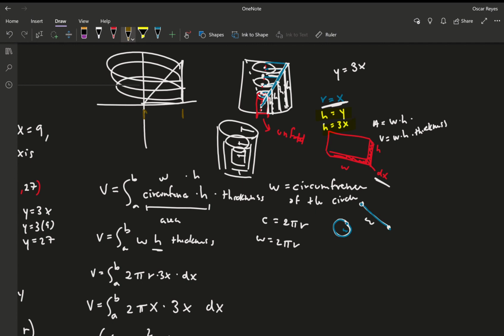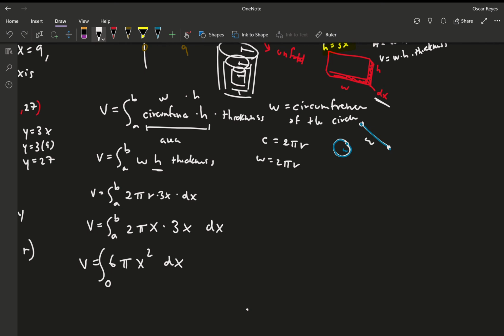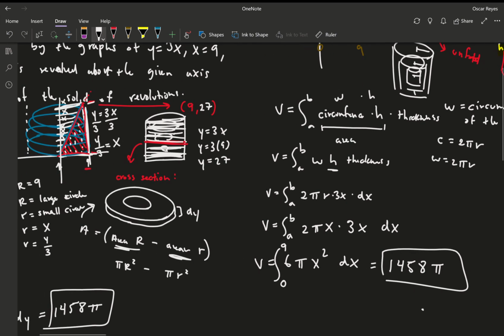And we know that this is 0, and we know that this is 9, because that was the line of x equals 9. So we know that our bottom, our a, is going to be 0, and our top is going to be 9. So our volume, using the shell method, is 1,458 pi, which, if you remember, should equal the same value that we got for our disk method.